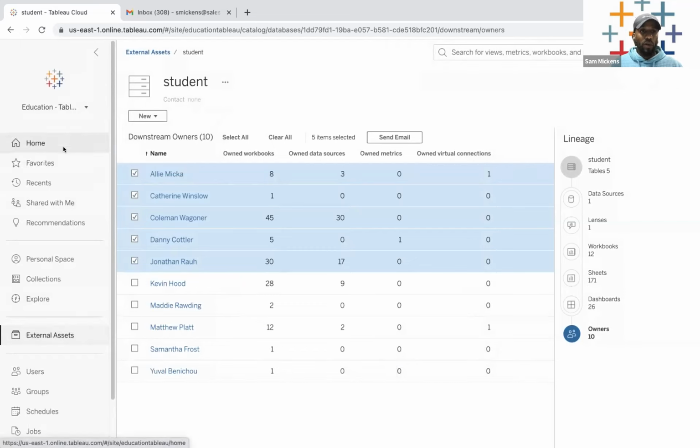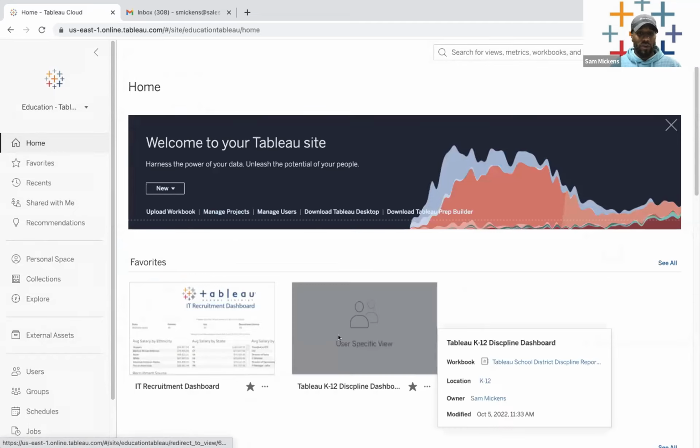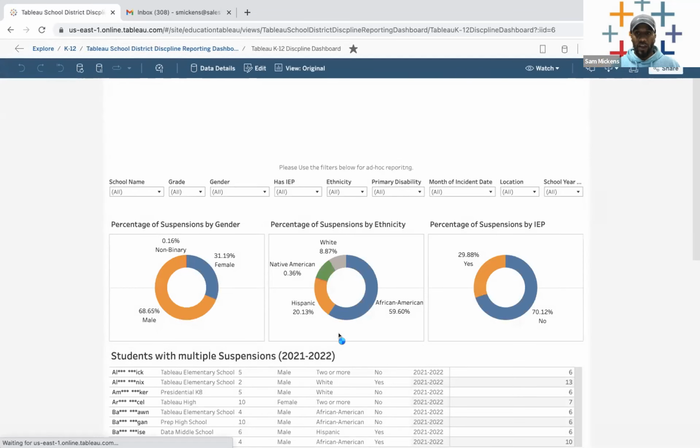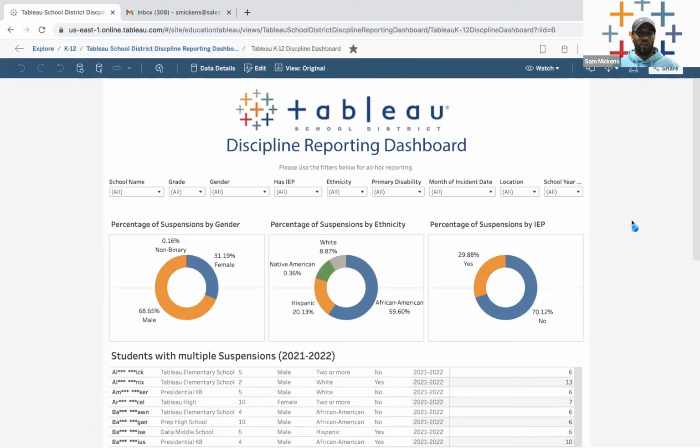Also, with data management, it's a very powerful tool. If I go to any one of my dashboards, and I'm just going to pick this K-12 discipline data sample set that we have right here, let's say I'm a user and I'm trying to figure out what is the usage, what's going on in here, or what did I use to create one of these charts?